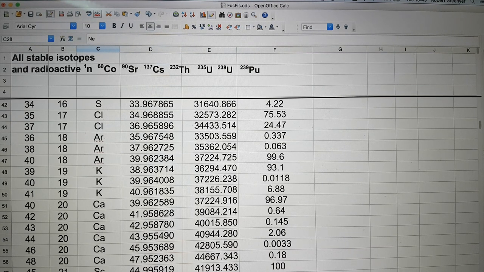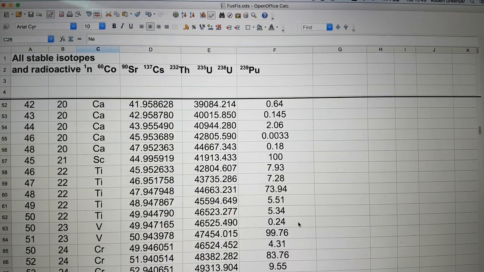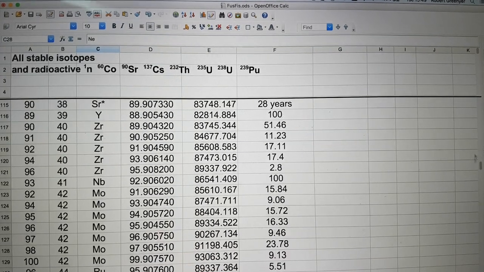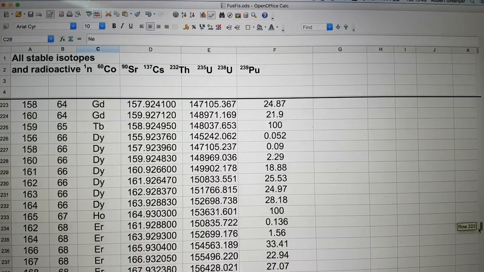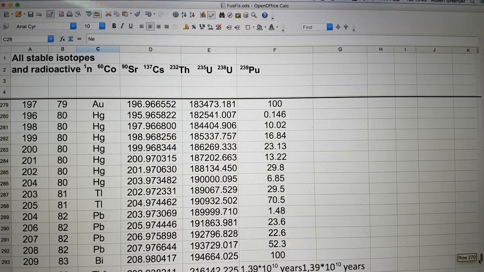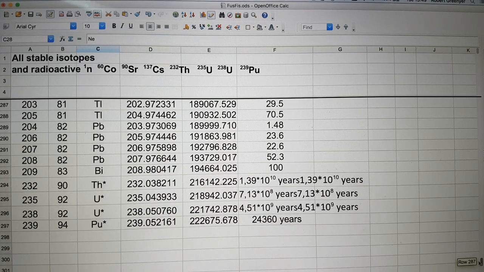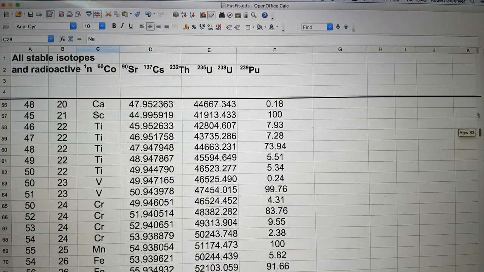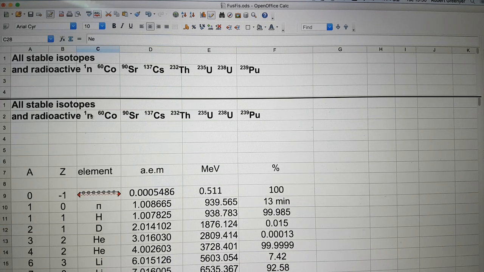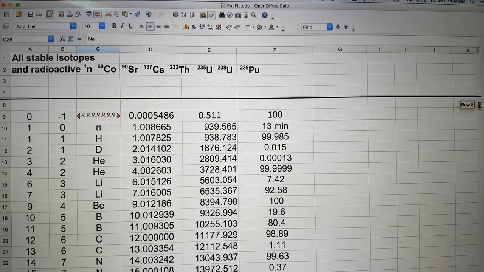And so the first table he has is all of the stable isotopes, which he's got here, and these are obviously all the stable isotopes in the periodic table. This is a useful list just to have anyway. So he has it there, 297 or so stable isotopes, in addition to these ones up here.